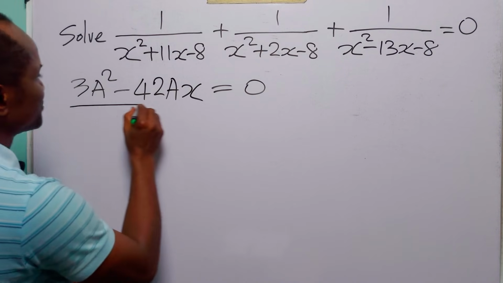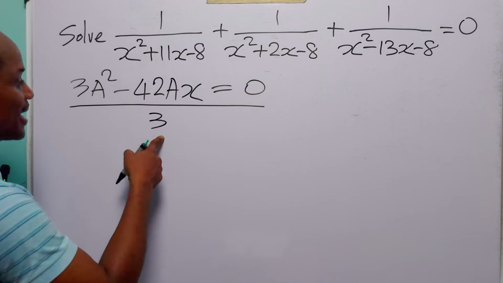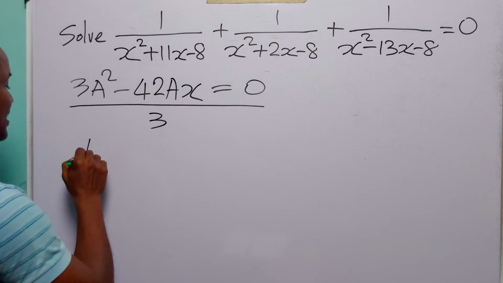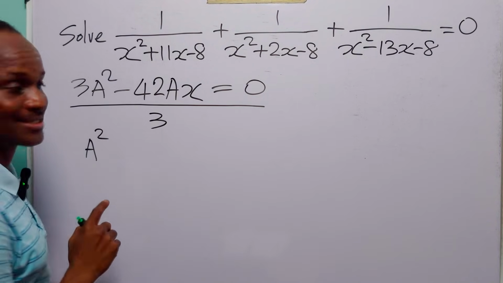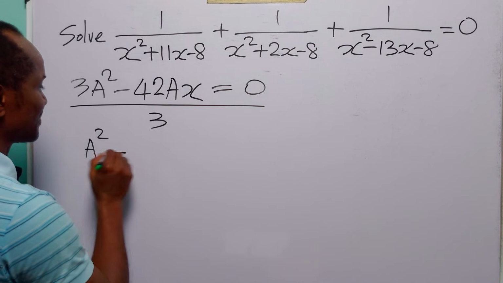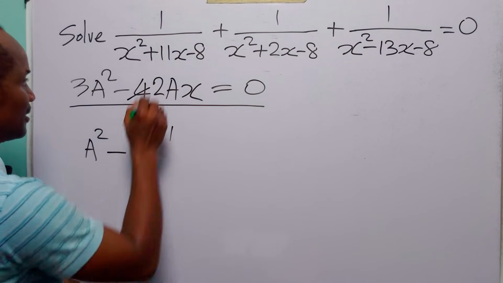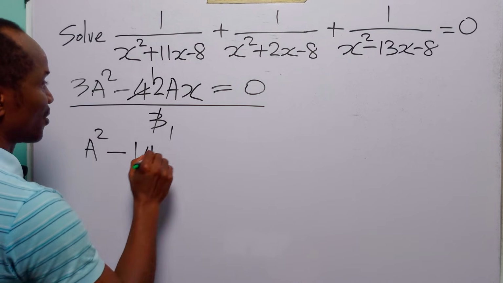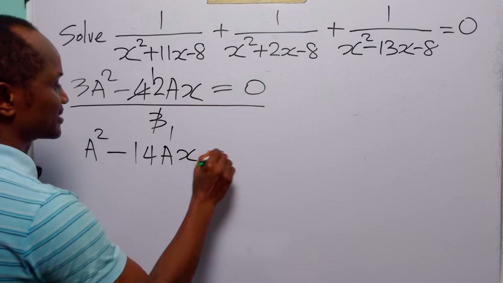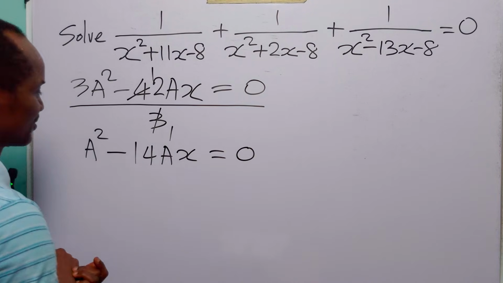Now let us divide through this equation by 3. 3a squared divided by 3 is a squared. Minus 42ax divided by 3 is minus 14ax. Of course, 0 divided by 3 is 0.